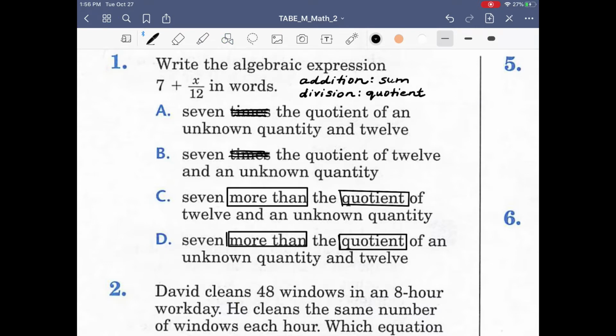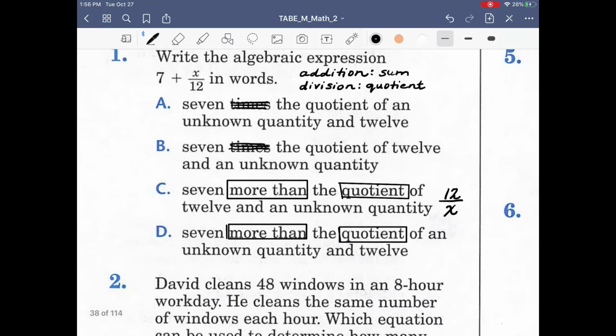So I'm not going to be able to rely just on the words. 7 more than the quotient, this is option C. 7 more than the quotient of 12 and an unknown number, that would be 12 over x. And D says 7 more than the quotient of an unknown quantity and 12. So x over 12. The one we want is D. 7 more than the quotient of an unknown quantity and 12.